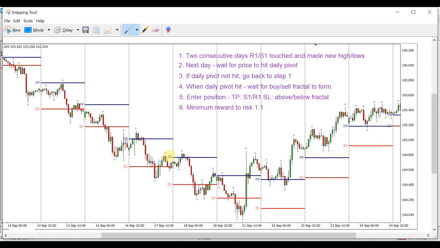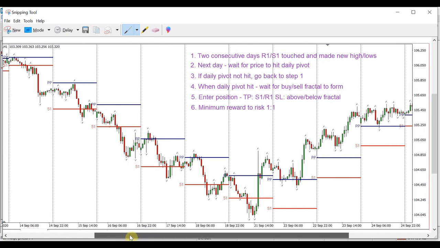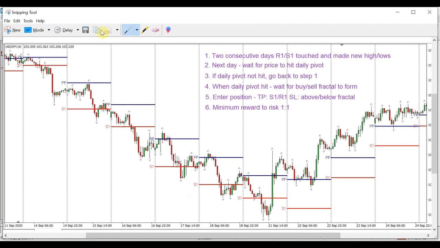So if we look at the chart example that I've just shared, and I'll just highlight this. As you can see here, we've had S1 hit over here, and then we've had S1 hit over here.